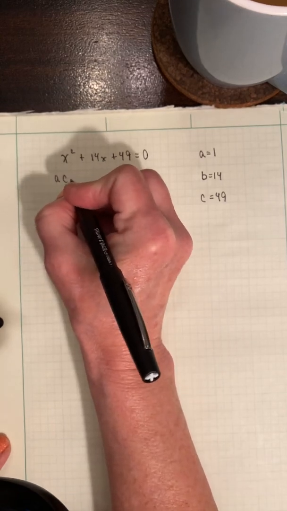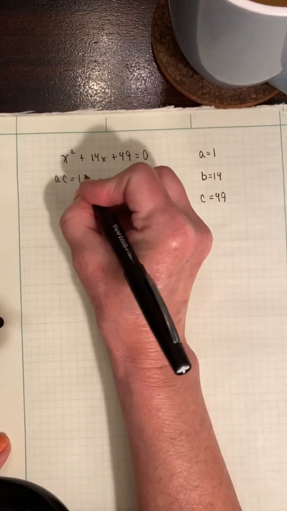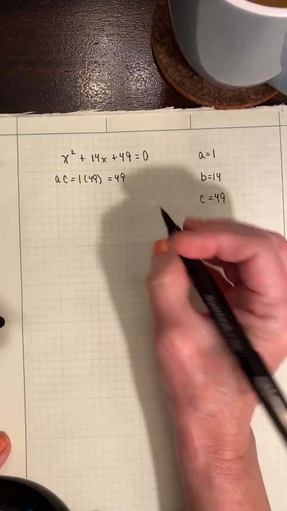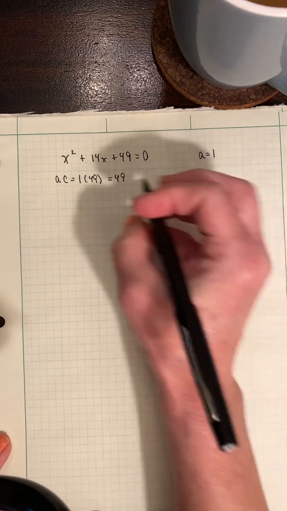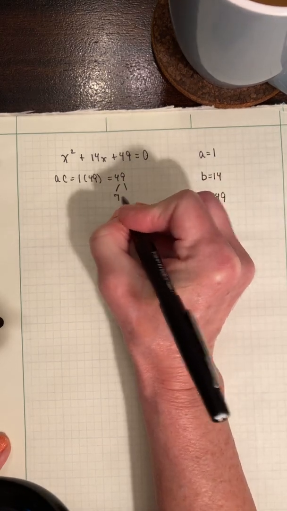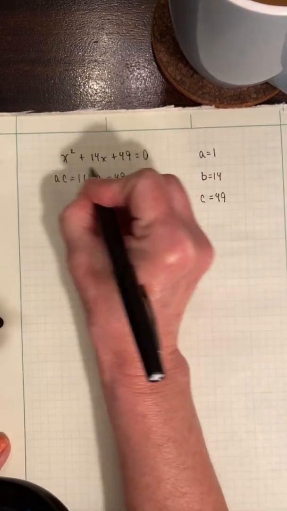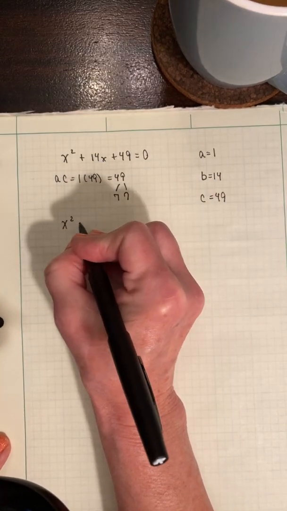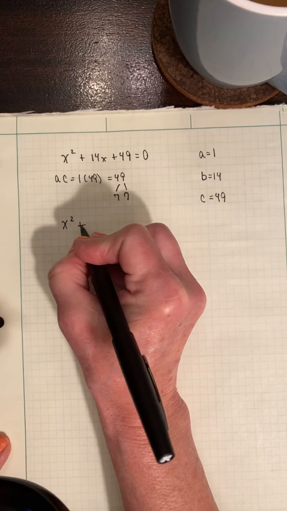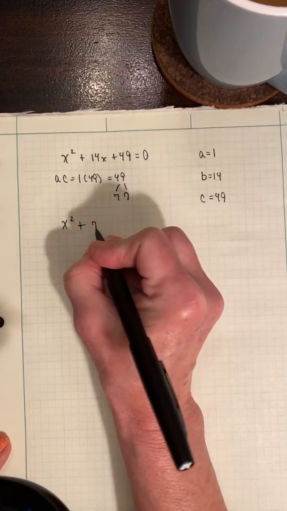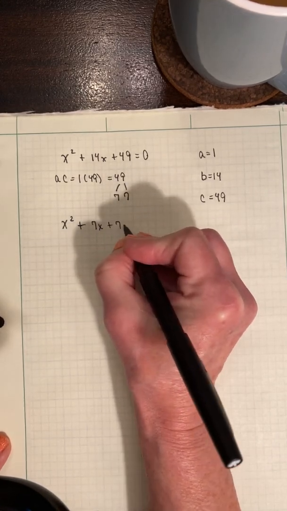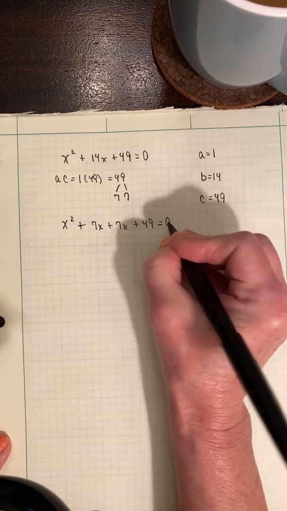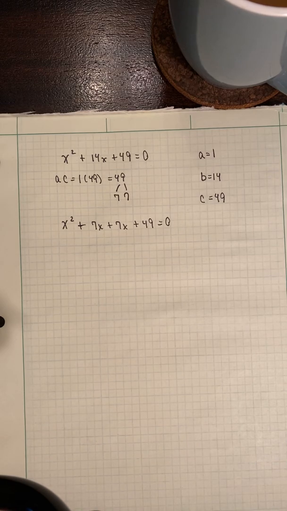Using our AC method, that's 1 times 49 is 49. I need two numbers that multiply to 49 and add to 14. That would be 7 and 7. I expand that out to 4 terms, so I'll bring down my x squared. I'll split the 14x up into 7x plus 7x. Bring down the 49. I'm going to factor that by grouping.